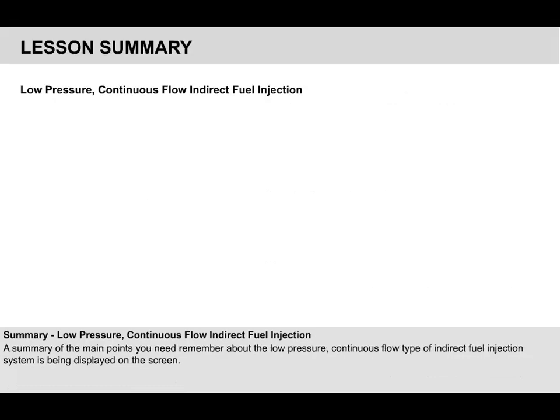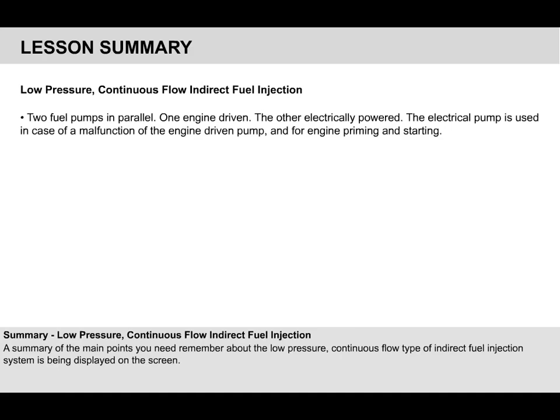Here are the main points you need to remember about the low-pressure, continuous flow type of indirect fuel injection system. The system is normally equipped with two fuel pumps, which are arranged in parallel. One pump is driven by the engine and the other is powered by an electric motor. The electrical pump is used in case of a malfunction of the engine-driven pump and for engine priming and starting.